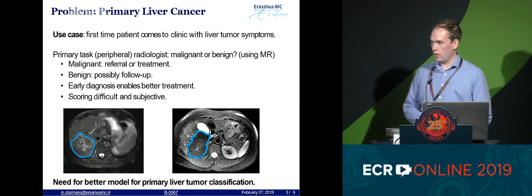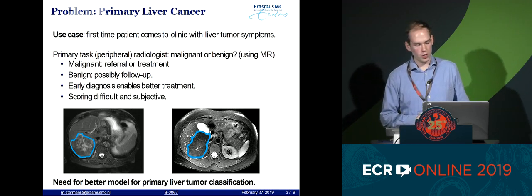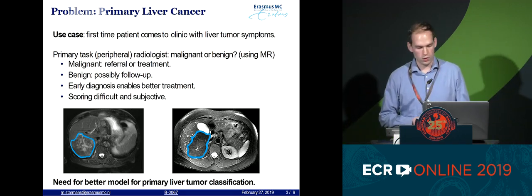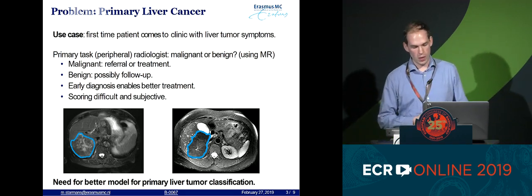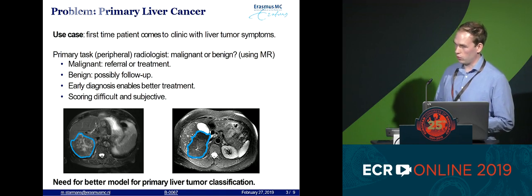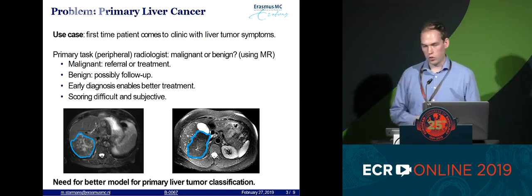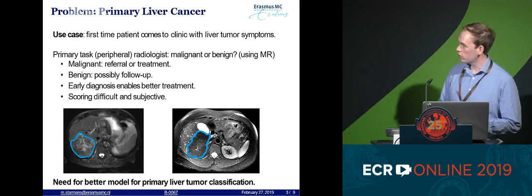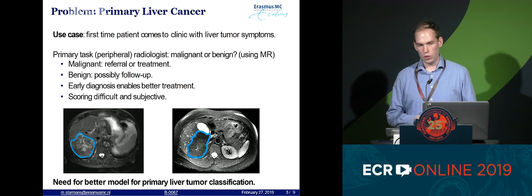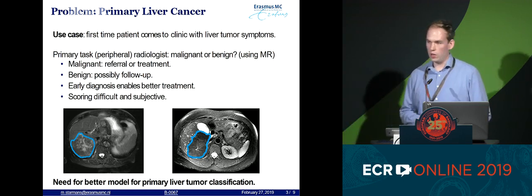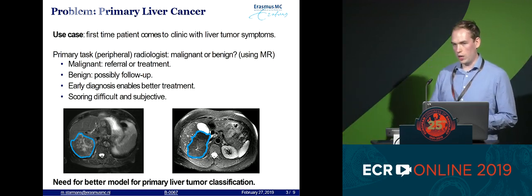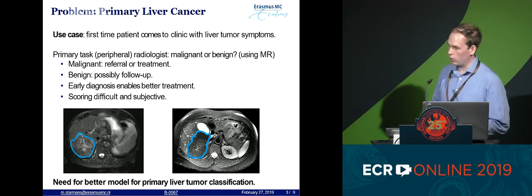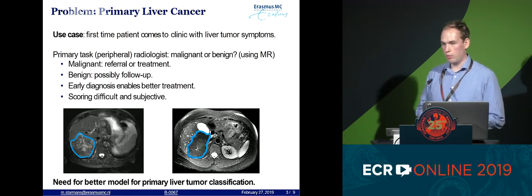The problem we're addressing here is primary liver cancer, or more specifically, the first time a patient comes into the clinic with symptoms which might identify this. Most of the time we make an MRI, and then the primary task of the radiologist is to decide whether a tumor is malignant or benign. This basically determines what's going to happen to the patient. Malignant patients might get referred to tertiary hospitals, or might even get treatment, while patients with benign tumors might get a follow-up or might even be sent home. And the earlier this diagnosis is made correctly, the better the treatment is.